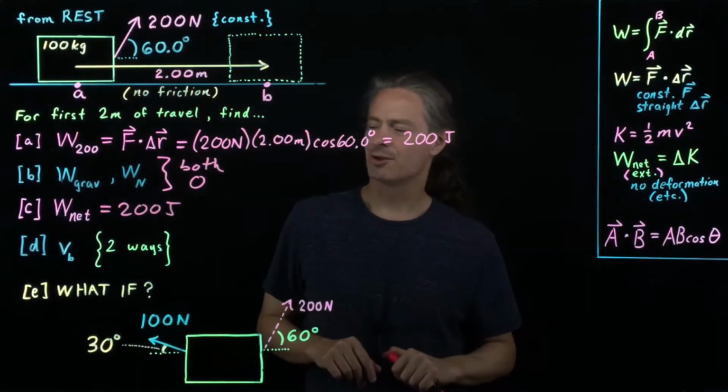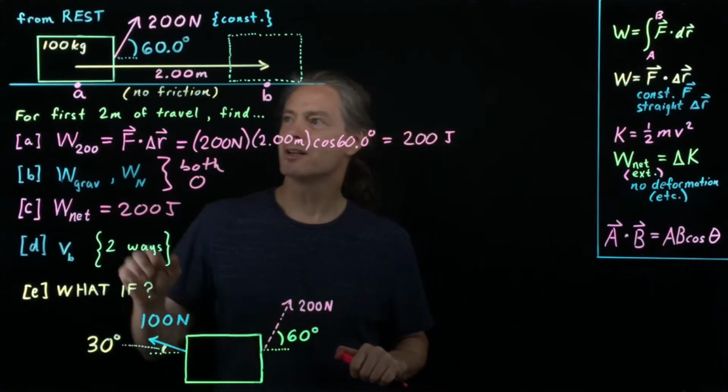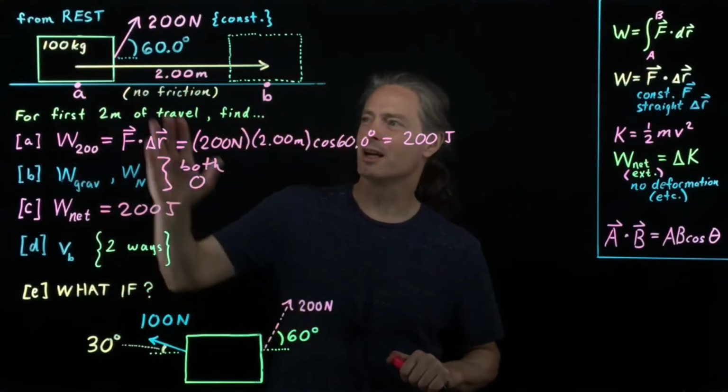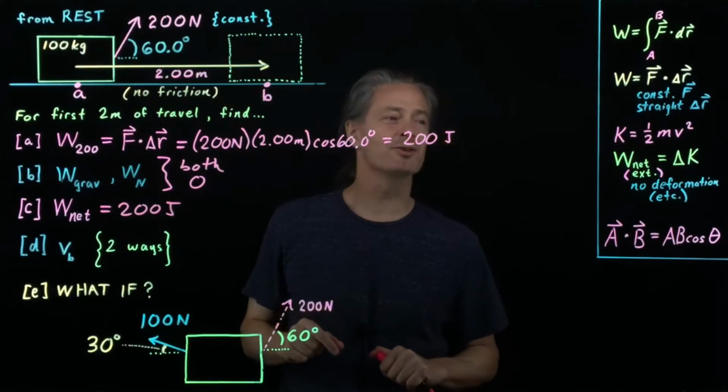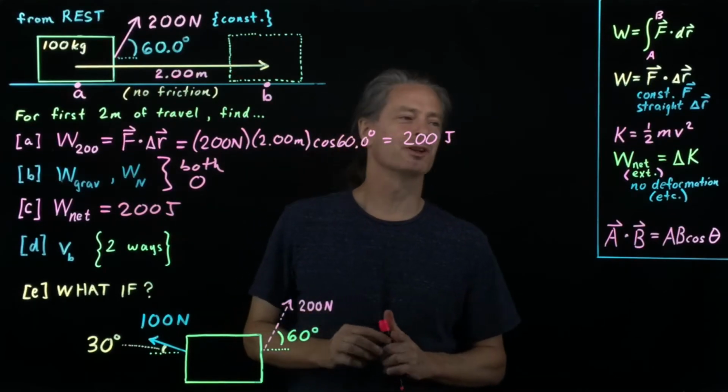All right, so now we can try and find the speed that this crate has at point B after it's gone through a displacement of 2 meters. To do that first, we're going to use the work-kinetic energy theorem.